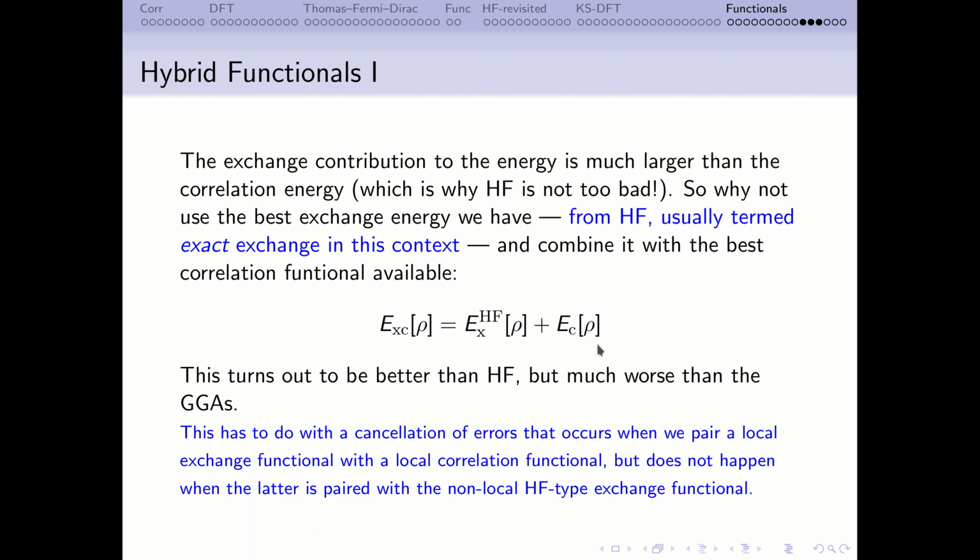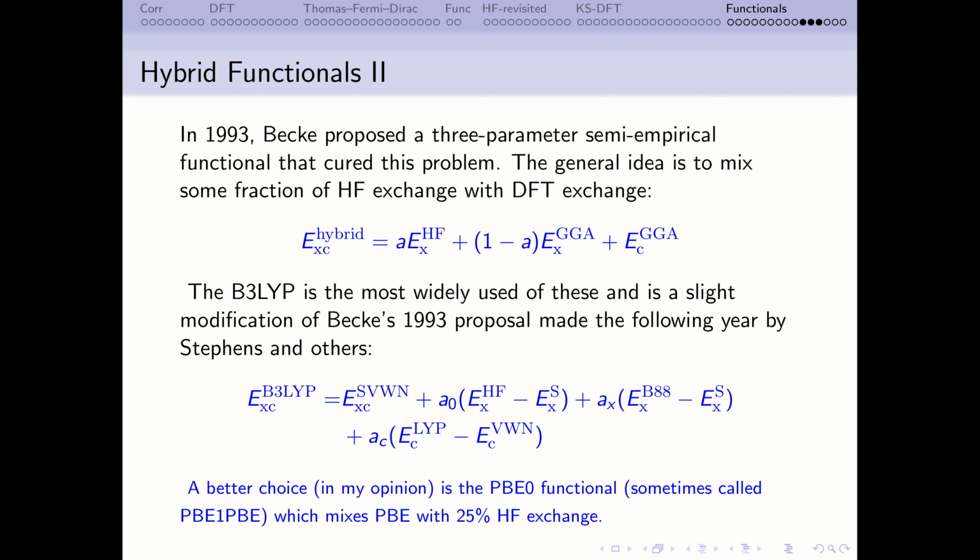Okay, but people were now already starting to think about the right sort of thing. Can we use a bit of Hartree-Fock over here? And in 1993, Becke proposed one of the first so-called hybrid functionals, where he said, well, let's take a certain fraction of the Hartree-Fock exchange, not the whole thing, just a fraction, and we'll take the remaining fraction, 1 minus a, of the standard generalized gradient approximation exchange, and then the whole of the correlation.